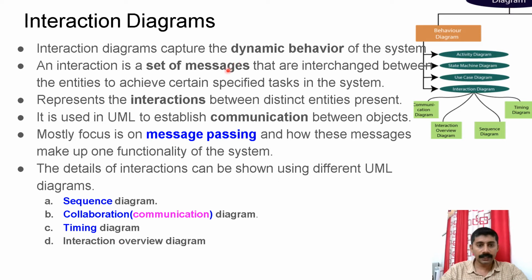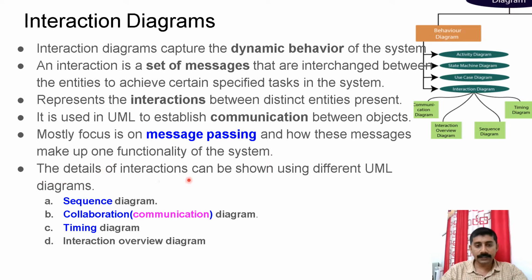An interaction is nothing but a set of messages that are interchanged between the entities to achieve a specific task in the system. An interaction diagram represents the interactions between distinct entities present. It is used in UML to establish communication between objects. Mostly, the focus is on message passing and how these messages make up one functionality of the system.